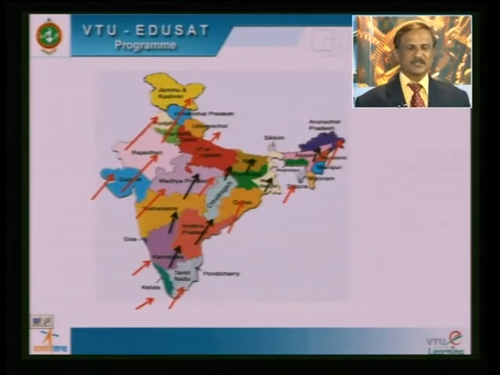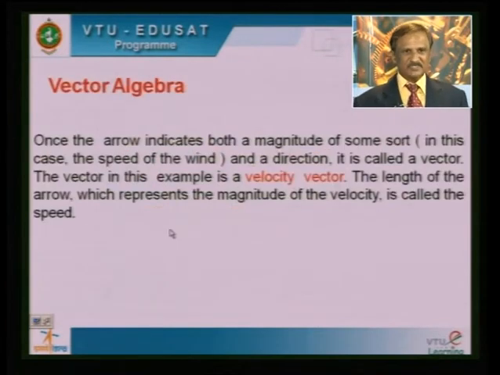I hope now you can observe the map, the wind direction, long arrows, short arrows. Just by observing these arrows, you can say something about wind speed and direction. When we compare on the map, you can say that in North India you can observe heavier wind speed comparatively to South India. That can be observed.